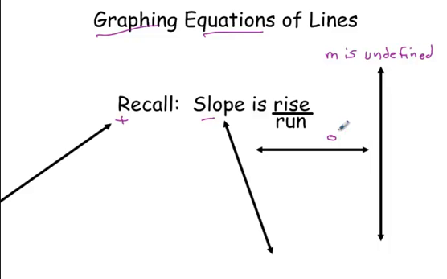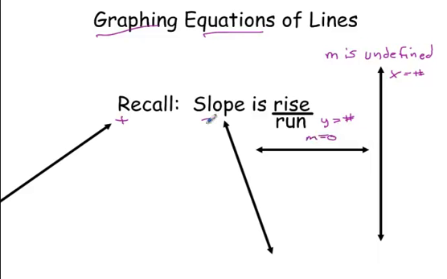I don't know whether you mean no slope means the slope is 0 or the slope is undefined. So if it's 0, say 0. If it's undefined, say undefined. So vertical lines are of the form x equals some number, and the slope is undefined. Horizontal lines are of the form y equals some number, and the slope is 0.